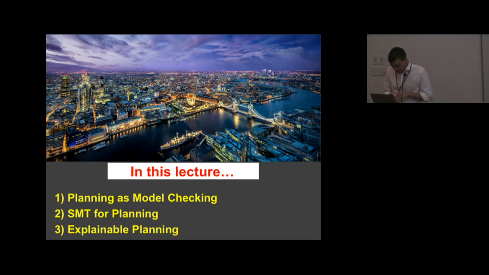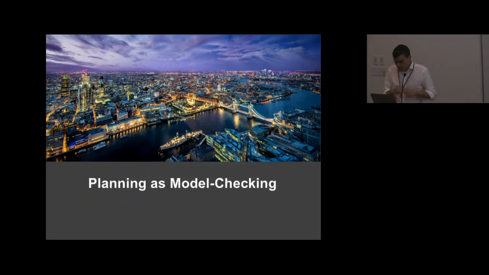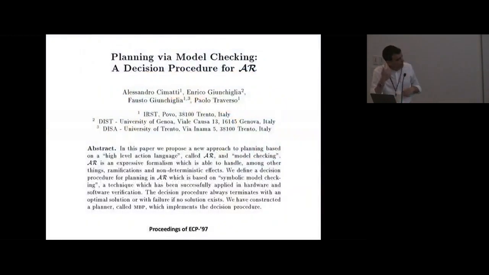So, planning as model checking. This is a paradigm that originated a while ago, in '97, and there are a number of papers around the same year from this bunch of authors. This is one of them, perhaps the most representative, and it was published in ECP 97. Does anyone know what ECP is? Which conference is that?